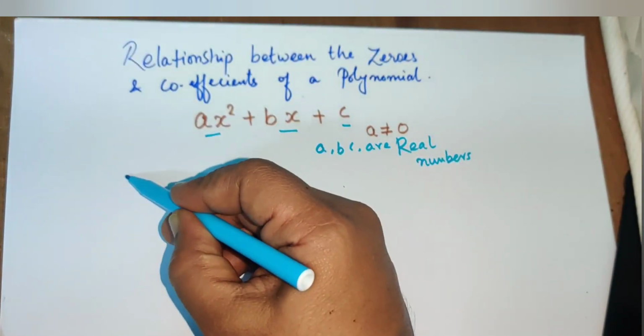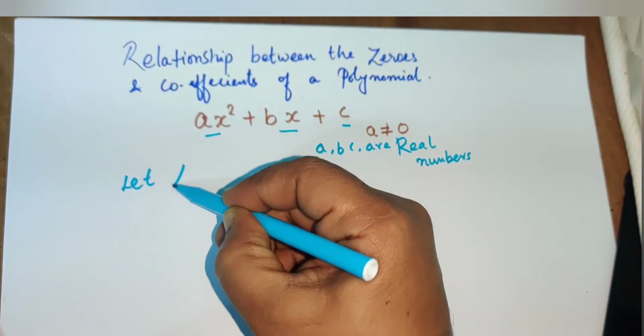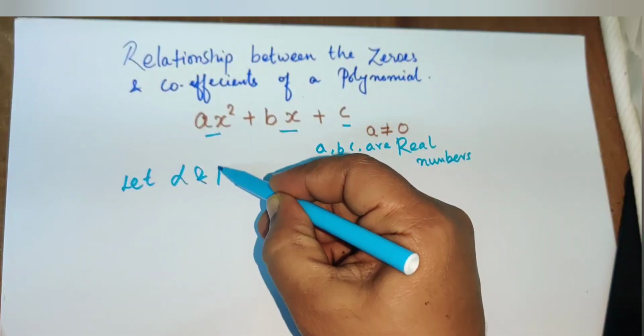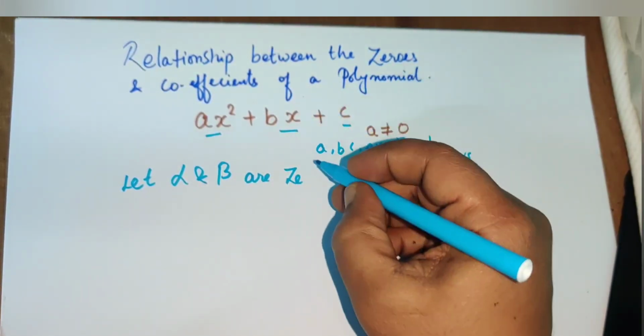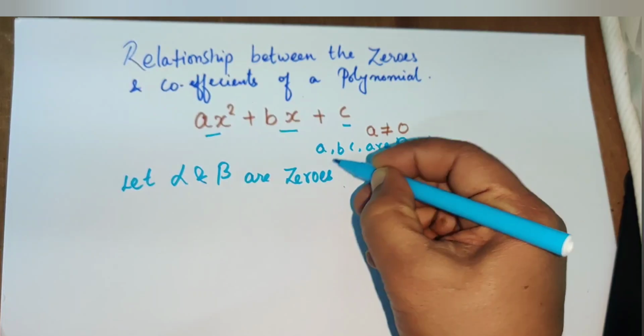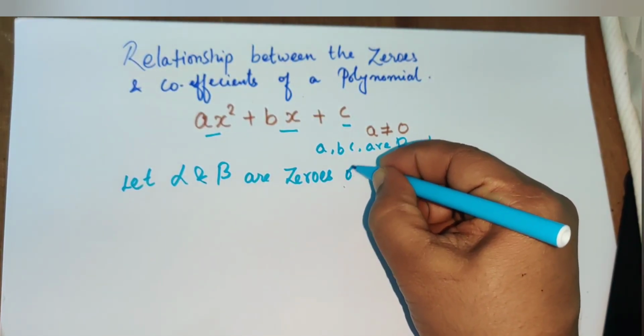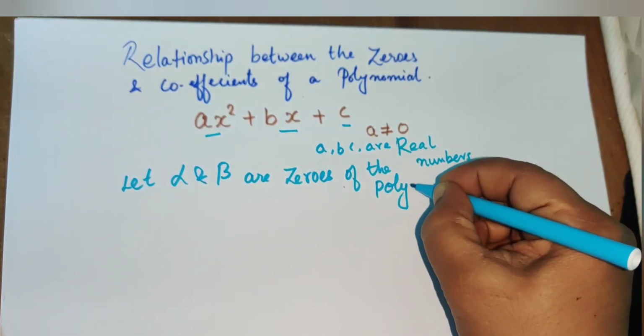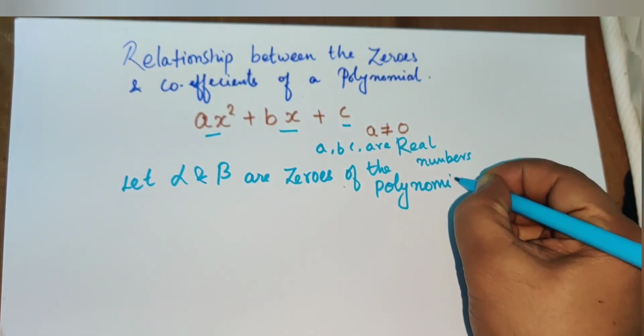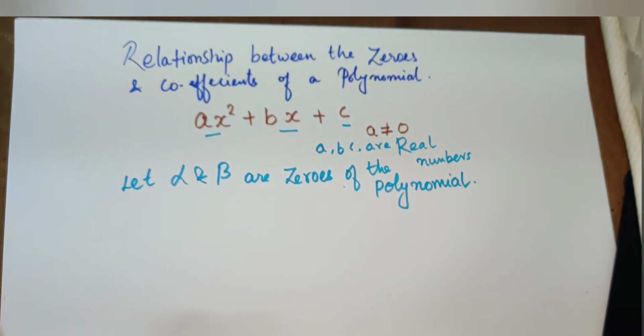And we are going to take alpha and beta as the zeros of this polynomial. Why, sir, are we taking alpha and beta as the zeros of the polynomial? In the textbook, it is suggested that alpha and beta be taken as the zeros of the polynomial.